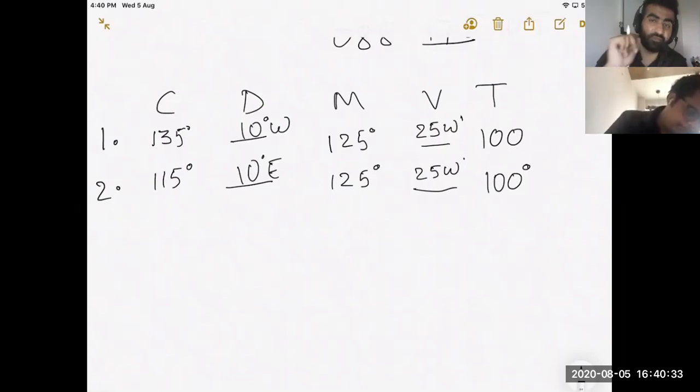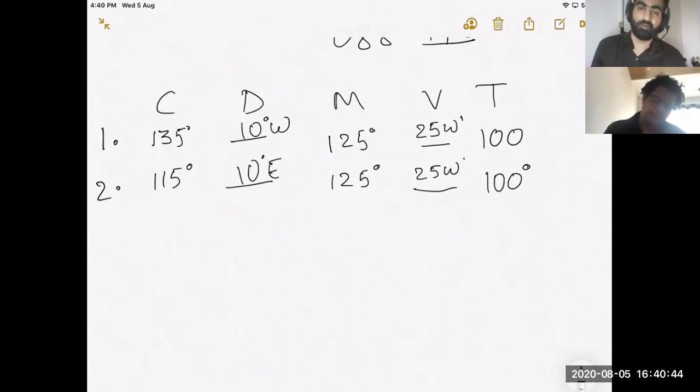Link everything that we have studied together. Isogonals are lines joining equal variation. Agonic lines are lines joining zero variation. Remember? Zero variation. Yes.